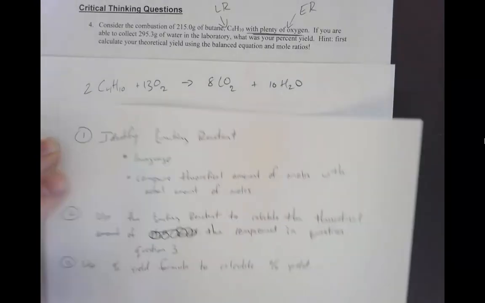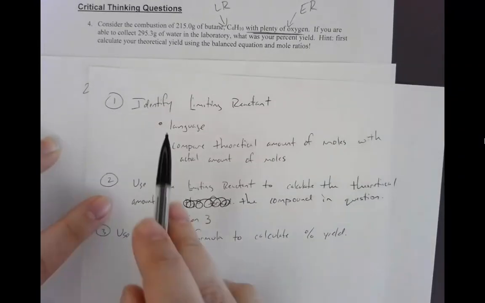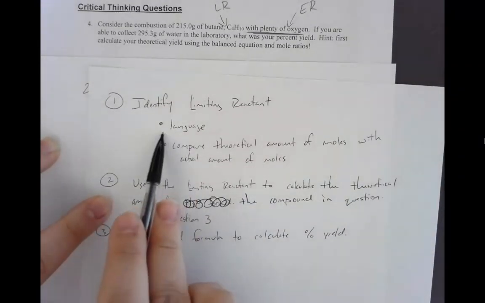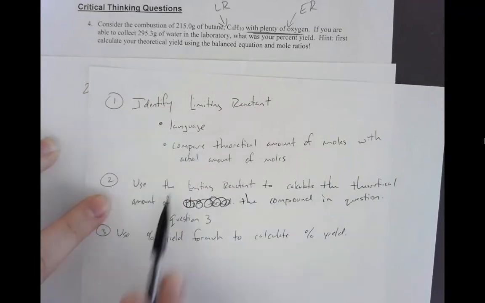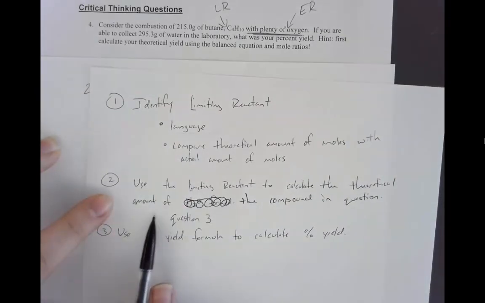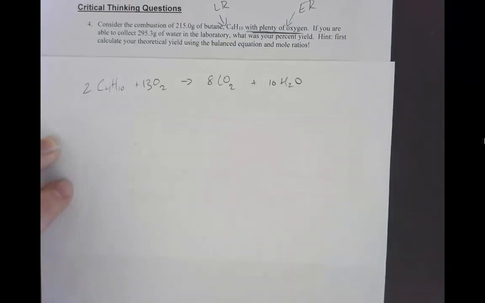So actually, I wanted to refer to the steps. We already did step 1. We identified the limiting reactant through language. So then when we go to step 2, we need to use that limiting reactant to calculate the theoretical amount of the compound in question.